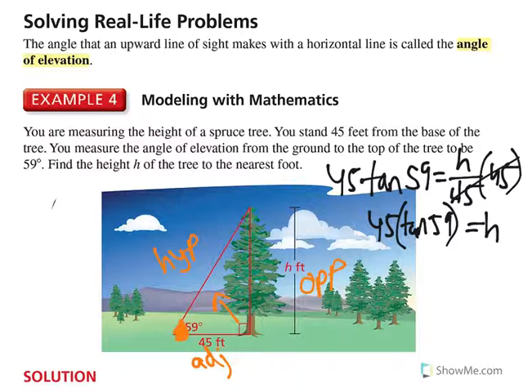And so when you do that, you should get a decimal, and it asks us to round it to the nearest foot. So whenever I did this in my calculator, I got 74.89, but nearest foot means I'm not going to do any decimals. So my 74.8 makes me round it up, so it would be 75 feet would be my height.